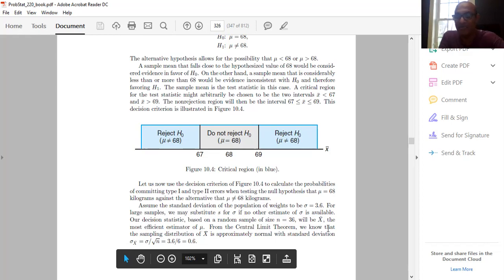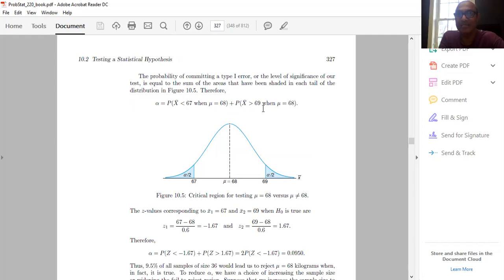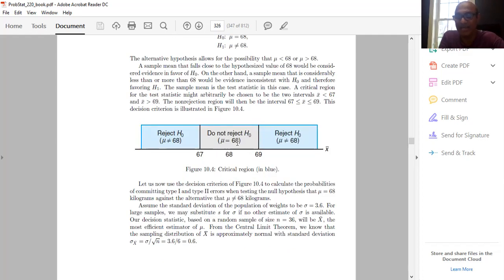From the central limit theorem, we know that the sampling distribution has standard deviation sigma divided by square root of n, that is sigma x bar, equal to 3.6 divided by 6, which is equal to 0.6. So that is my denominator, you know this thing, right? So my alpha is x bar either less than 67 or greater than 69, because for the sake of convenience, I took my mu equal to 68 within the range of 67 to 69. So it is less than 67 and greater than 69.